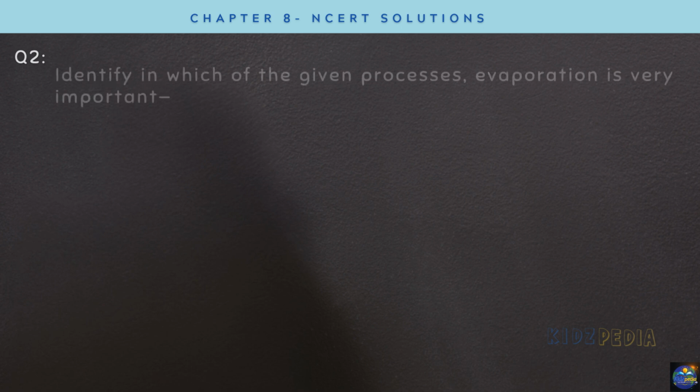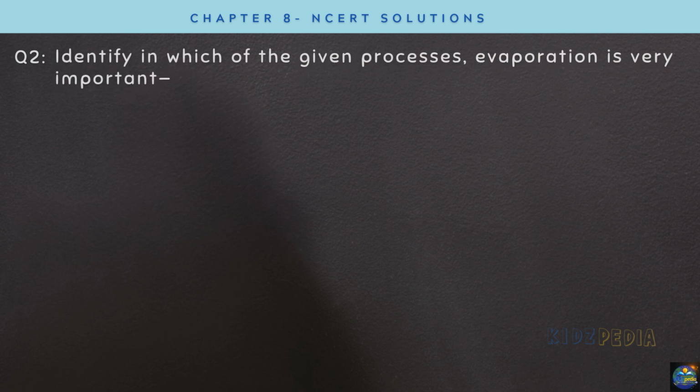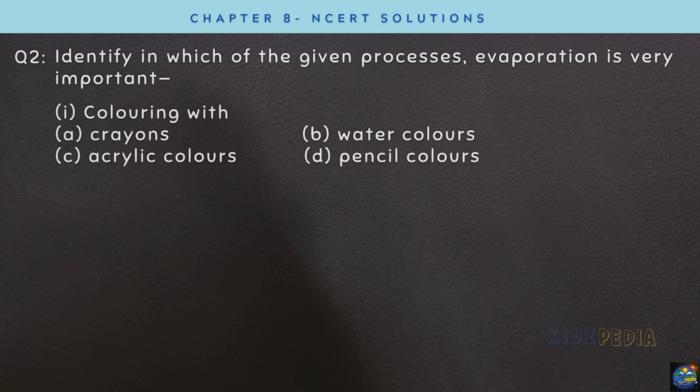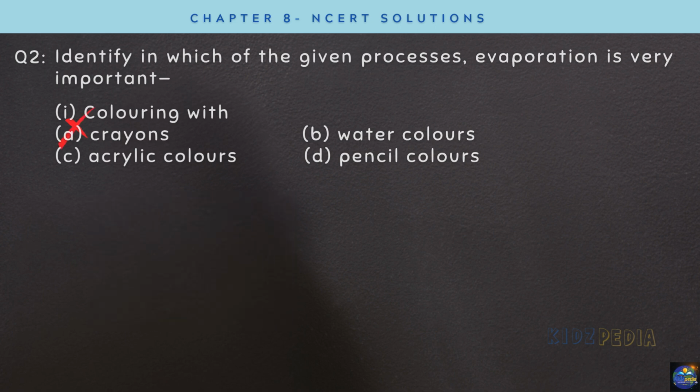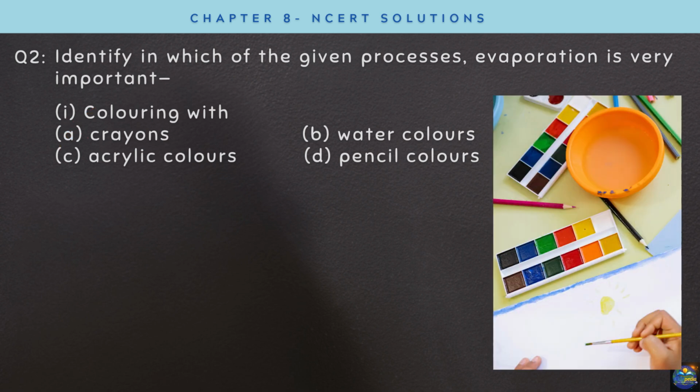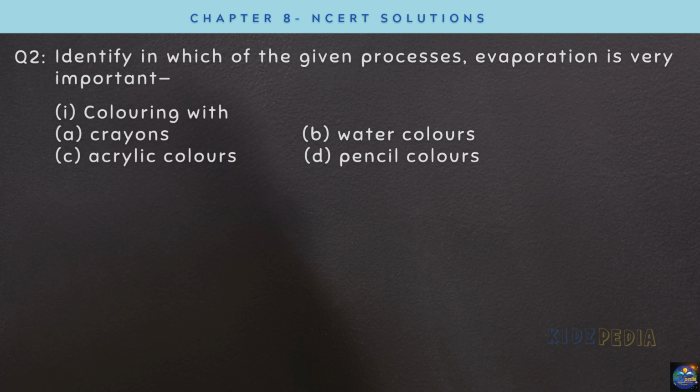Next question. Identify in which of the given processes evaporation is very important. Coloring with crayons, watercolors, acrylic colors and pencil colors. Crayons are made up of wax and pigments and are solid. No liquid is present. So, evaporation does not take place. In option B, watercolors. Watercolors contain water mixed with color pigments. After painting, the water evaporates, leaving the color on the paper. Therefore, evaporation is very important there.